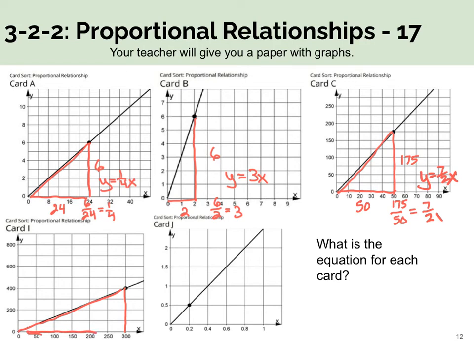Our horizontal, okay? So that's 300. That's 400. So we have 400, 300. So it's going to be 4 over 3. So this equation is y equals 4 over 3x.